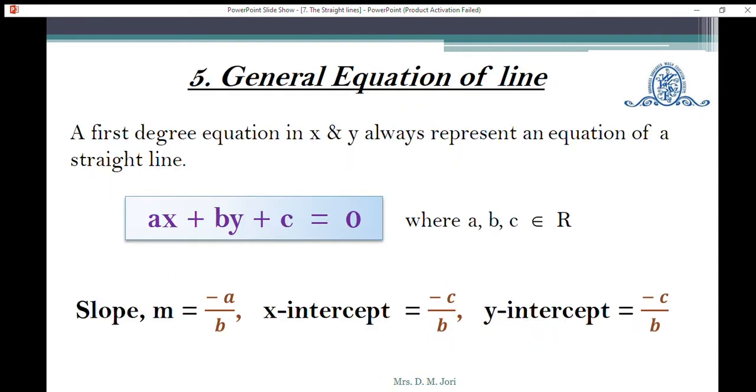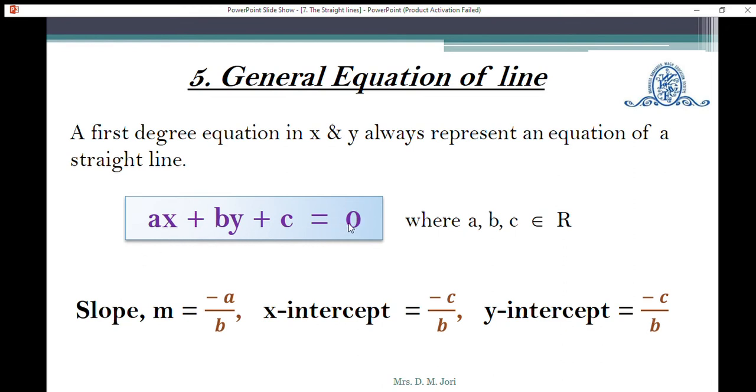And the last, very important, the general equation of a straight line, a first degree equation in x and y. Do remember that a line equation is always a linear equation, always a first degree equation. So every linear equation always represents a straight line. So ax plus by plus c equal to 0, where a, b and c are real numbers. This equation is called the equation of a straight line.